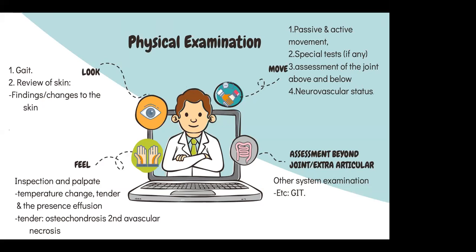Then assessment beyond the joint. In the younger and non-verbal child especially, you have to think about GIT involvement. For example, retrocecal appendicitis can mimic lower limb pain.